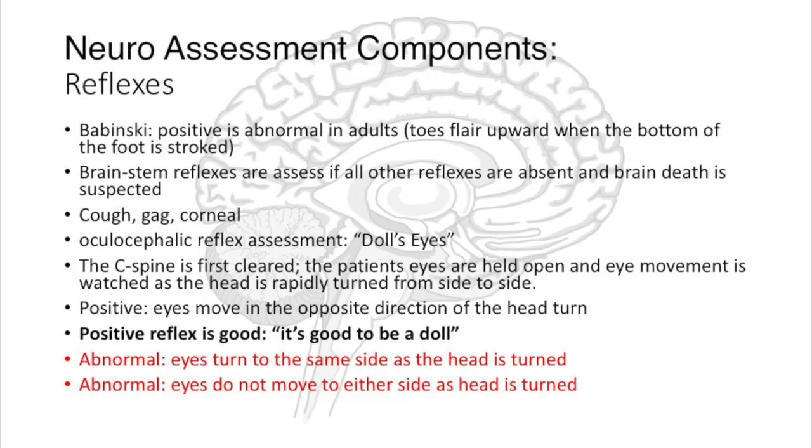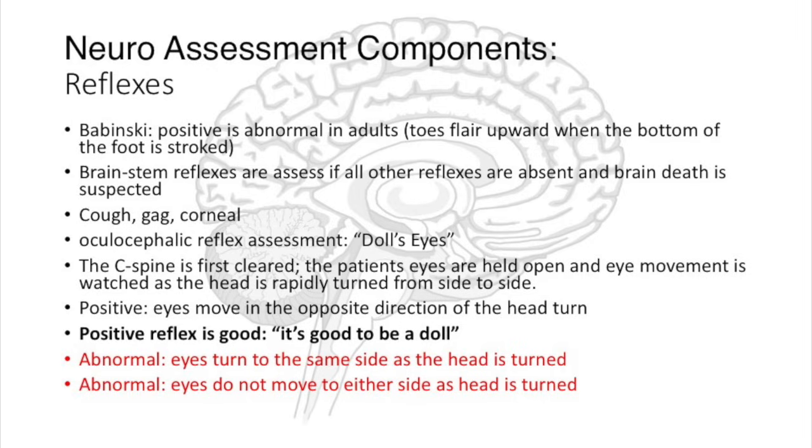Reflexes are an important part of neuro assessment, and there'll be a fair amount of questions on the neuro section of the CCRN. Your Babinski reflex is back again. It's not only in the newborn assessments, but it's also in abnormal assessments for your neuro. So positive in adults is abnormal. That's when you stroke the bottom of their foot towards the toes, and the toes flare upward. That is positive. Normal is no response or the absence of the flare.